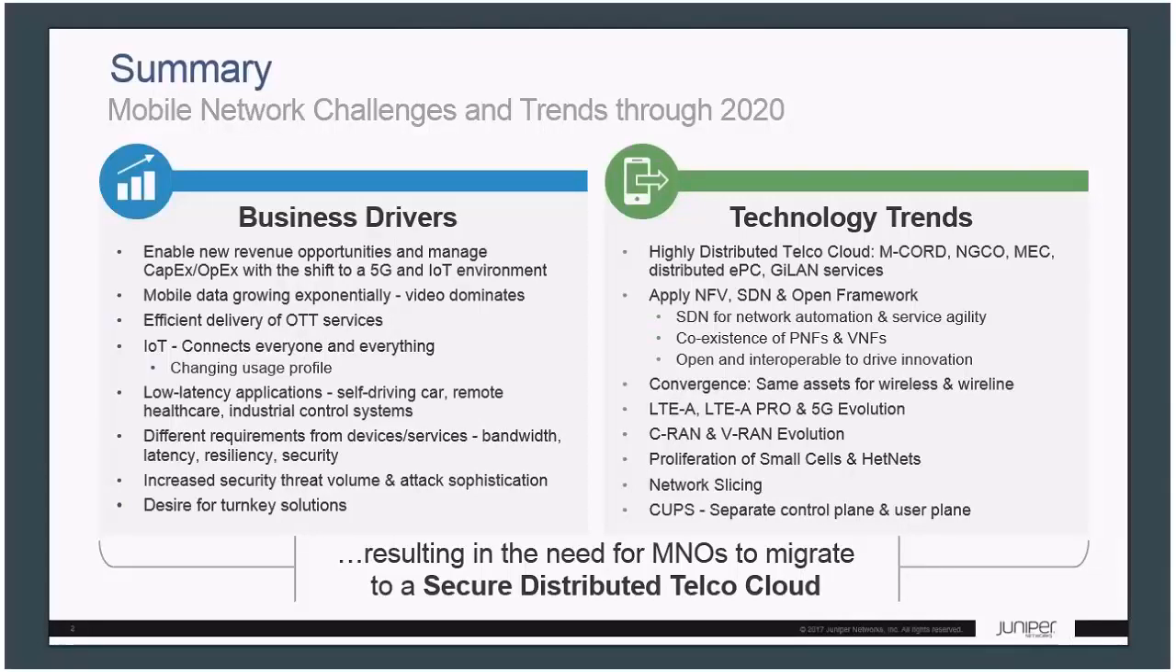Now, if we look to the technology trends box, the first one is there's definitely a trend, as I mentioned, toward a highly distributed telco cloud. And you can see some acronyms here. MCORD, which stands for Mobile Central Office Re-architected as a Data Center. NGCO, which stands for Next Generation Central Office. MEC, which most people know as Mobile Edge Computing. ETSI recently renamed this to Multi-Access Edge Computing. Distributed EPC, or Distributed Evolved Packet Core, and also Distributed GI-LAN services.